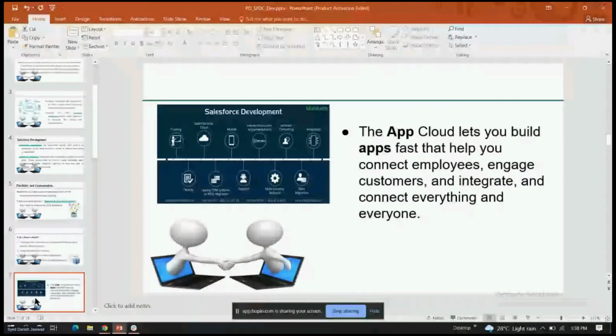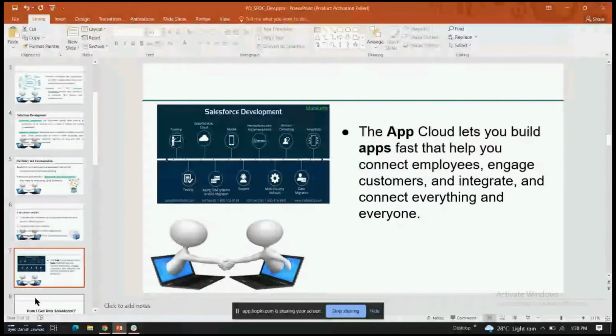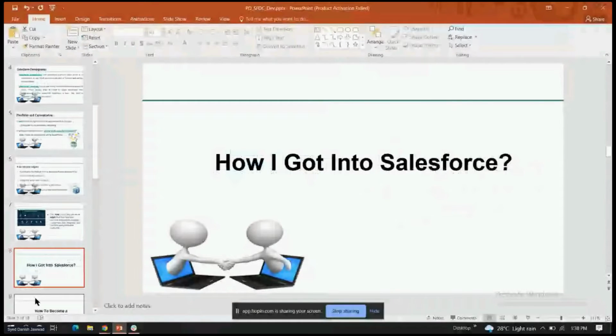And as far as the app cloud is concerned, it lets you build apps fast and connect to the employees, engage customers, and integrate and connect everything to everyone. Basically, connecting the world. So we'll get to how I got into Salesforce.